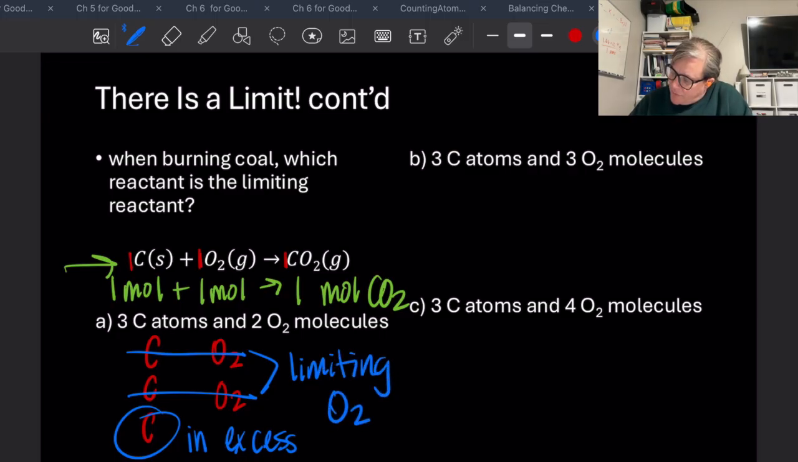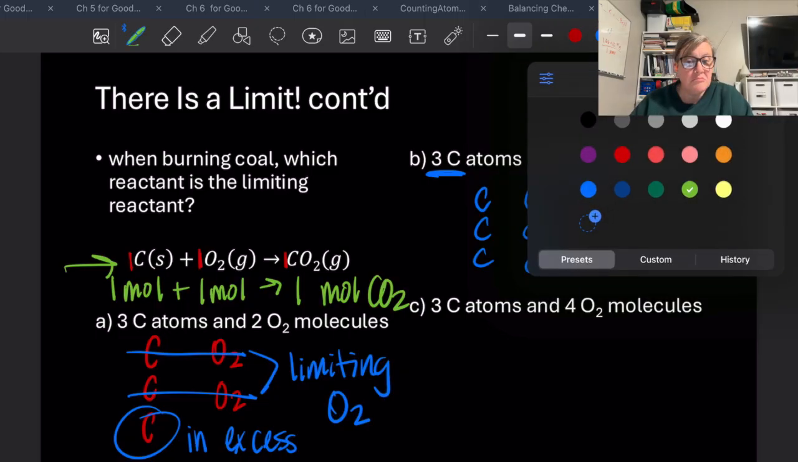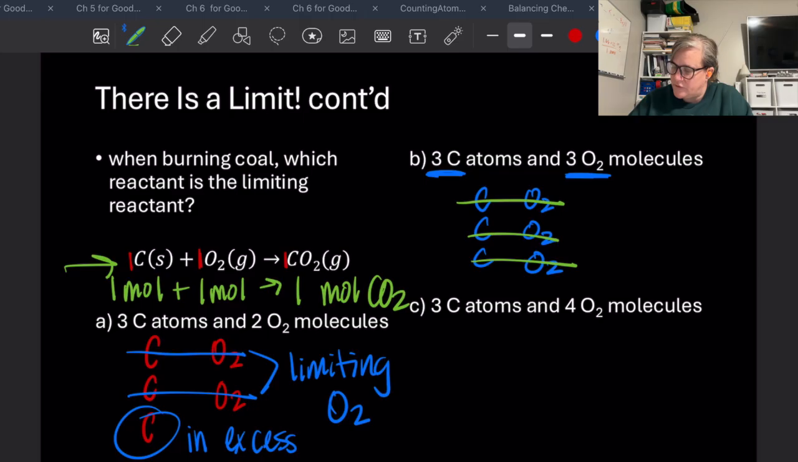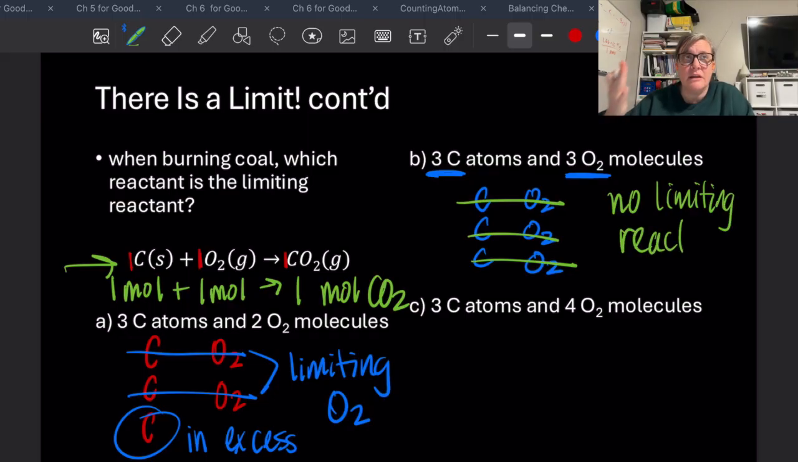Now look at B. If we have 3 carbon atoms and 3 oxygen molecules, so C, C, C, O2, O2, O2, we're going to use this one, this one, this one. They both ran out at the same time, so there's no limiting reactant. And that can happen. What a happy thing, if you're having a reaction and your reactants run out at the same time. You don't have anything left over. You didn't waste anything.